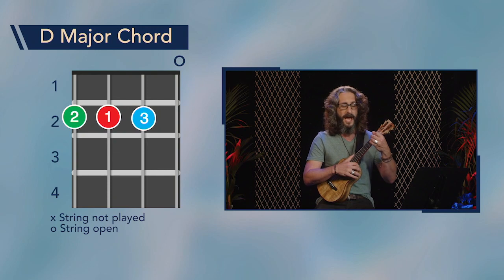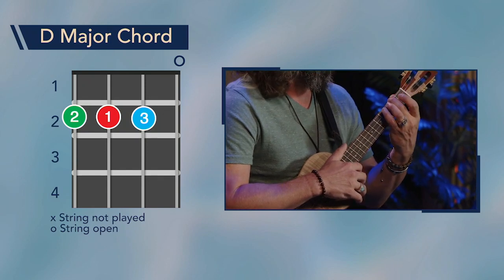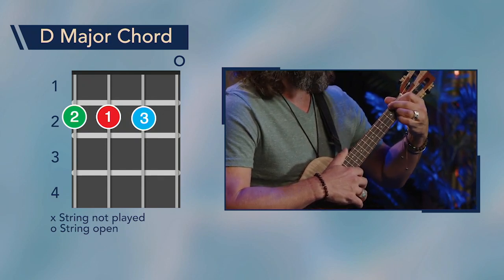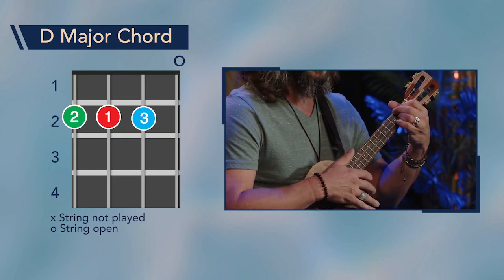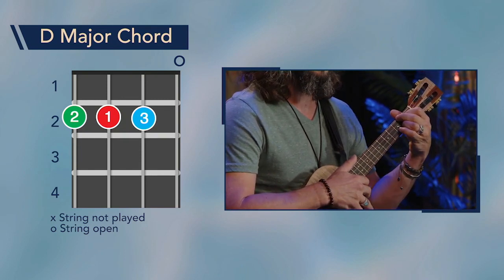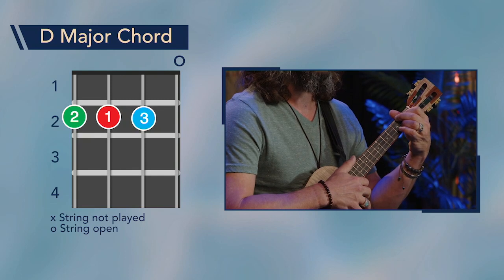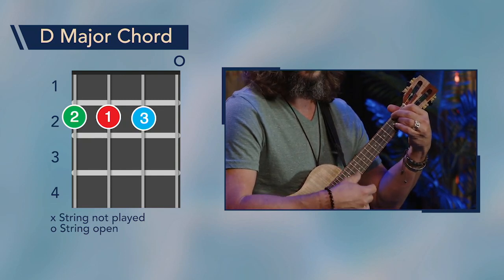The D chord has 3 fingers on 3 different strings, all on fret 2 of string 4, fret 2 of string 3, and fret 2 of string 2. String 1 is open. Let's try that together. I'm sure you know it already. I'll count to 4. 1, 2, 3, D chord.